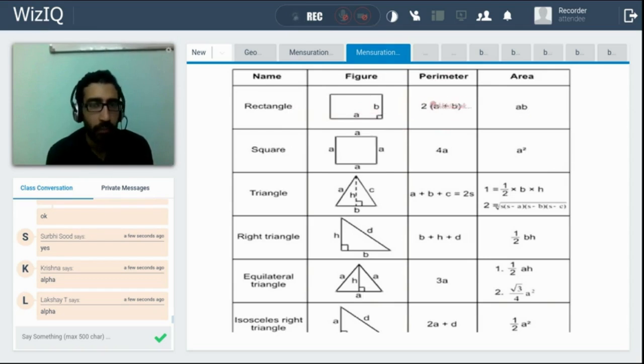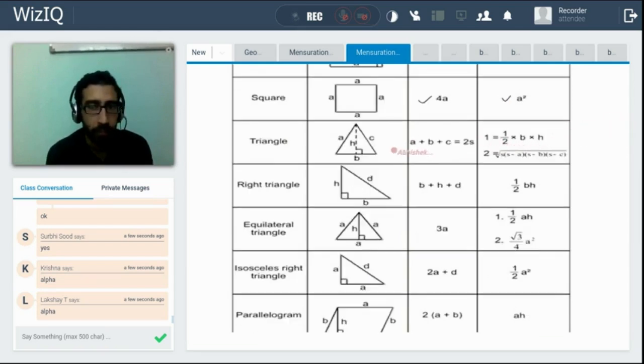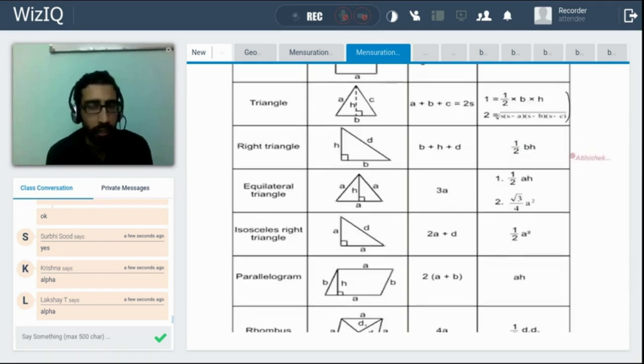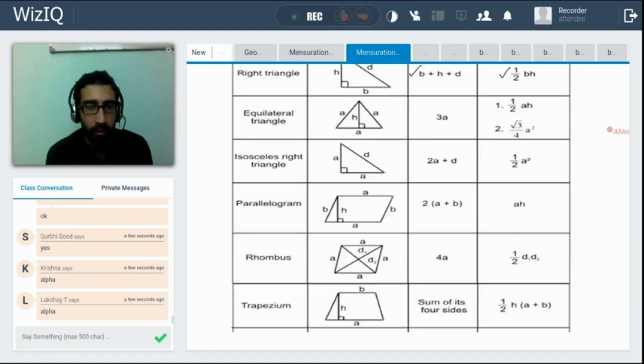So for a rectangle, the perimeter is twice of A plus B, and the area is A into B, or L into B. You can replace A with L here. Similarly, for a square, perimeter is 4A, area is A square. For a triangle, of course, perimeter is A plus B plus C, which is twice the semi-perimeter. And you've seen the area formulae. For a right triangle, area is half into the product of perpendicular sides, and of course the perimeter is the same. I'm not even going to talk about equilateral or isosceles triangles.